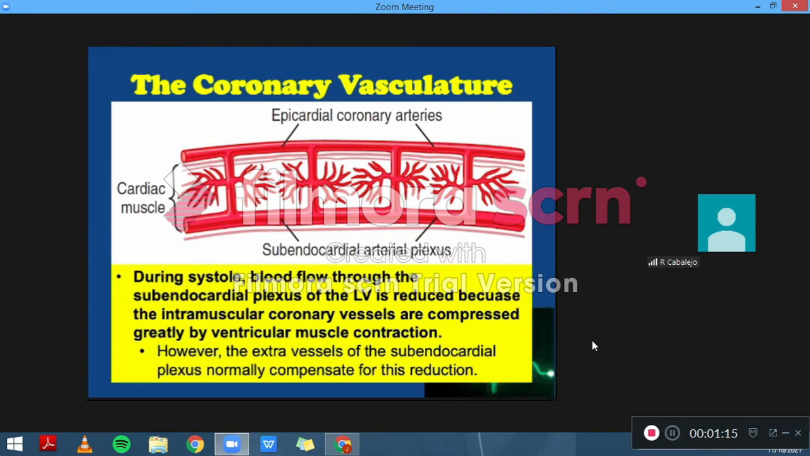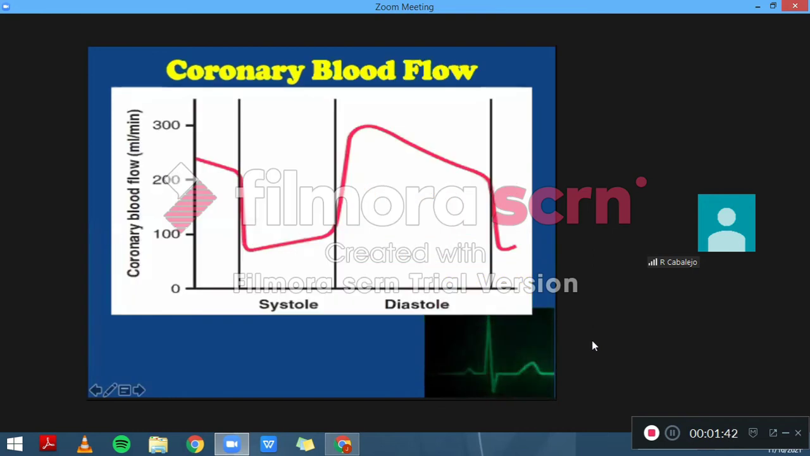So the physiologic basic changes of your coronary blood flow during the cardiac cycle: during systole, your blood flow through the subendocardial plexus of your left ventricle is reduced because of the intramuscular compression of your subendocardial myocardial vessels. So most of your coronary blood flow happens during diastole, and it has the lowest coronary perfusion during systole.